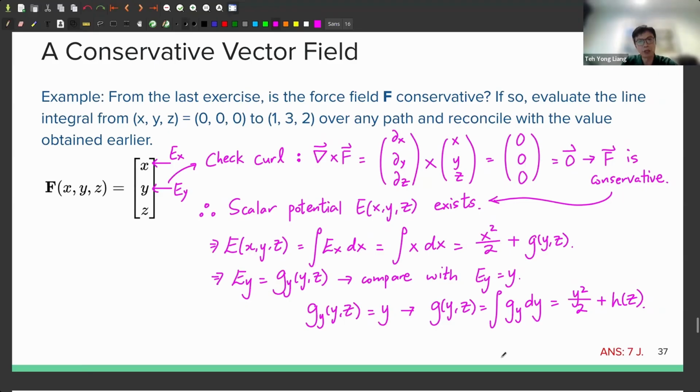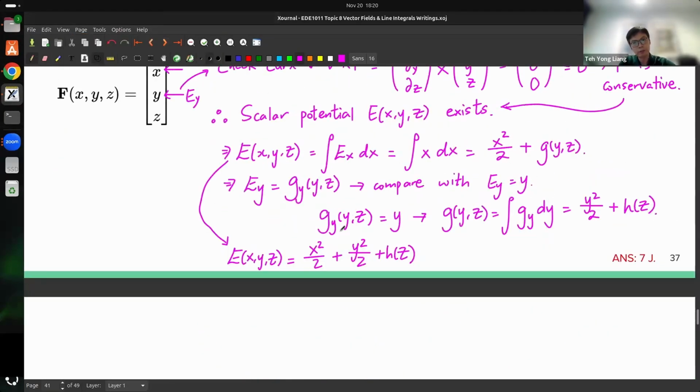Basically what we did earlier. After that, what is your E of x, y, z? Now you're getting x squared over 2 plus y squared over 2 plus h of z. I think you know where we are going. Hold on, let me just add the next page. From here, you get E sub z, which is just h prime z. Then you compare with E sub z equals z, because this is your E sub z.